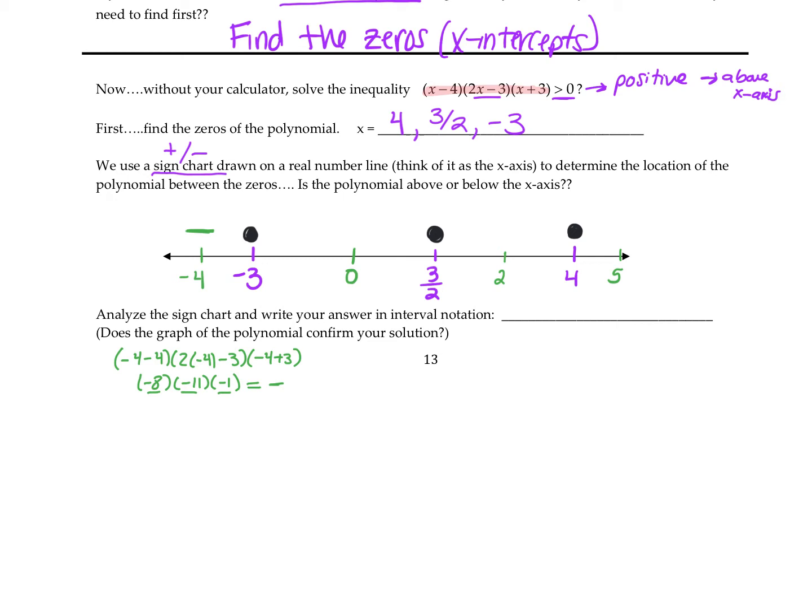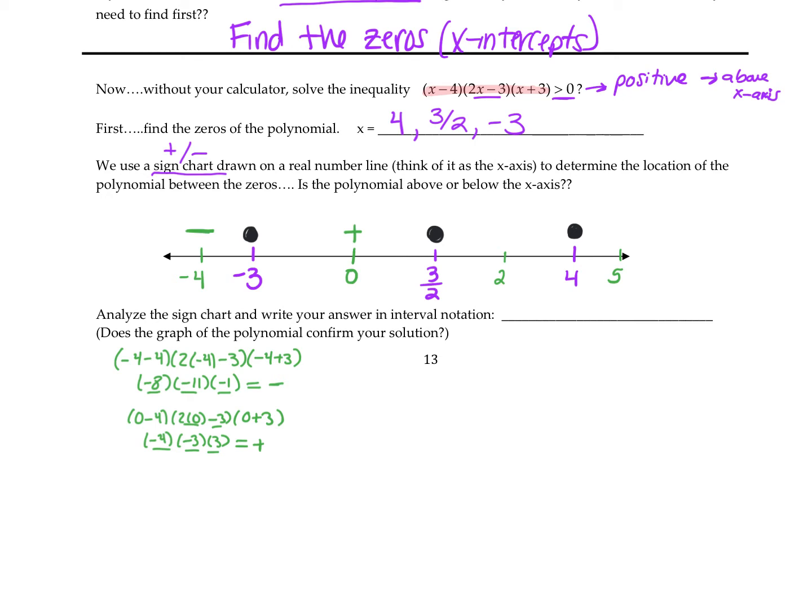Now I do the same thing, but I'm going to check with 0. So 0 minus 4, 2 times 0 minus 3, and then 0 plus 3. So I'm going to have negative 4. 0 minus 3 would be negative 3, times 3. So negative, negative, positive means this result will be positive. So greater than negative 3, the result's positive.